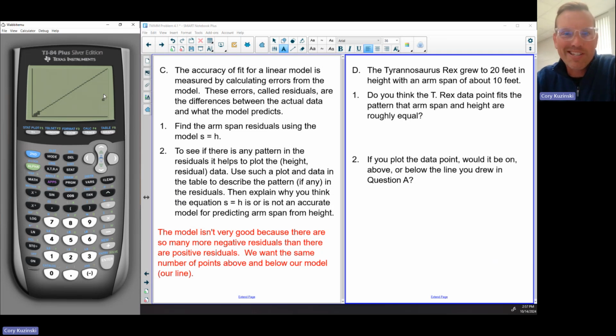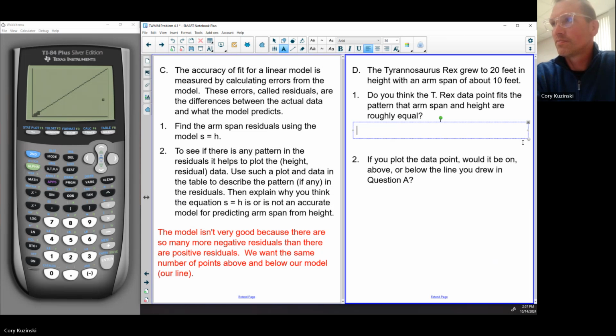What's his residual? What's T-Rex's residual? It's negative 120. I mean, his arm span is 120 inches less than his height. Okay, so absolutely he does not fit well. Let's put that in here. T-Rex does not fit the pattern at all.